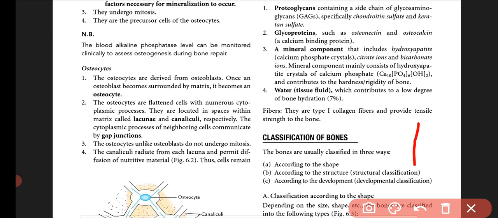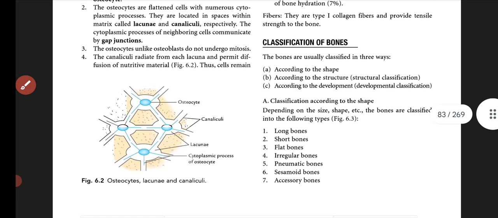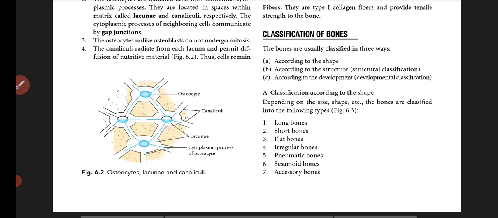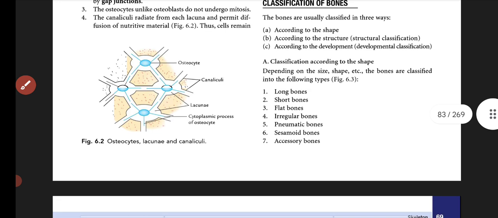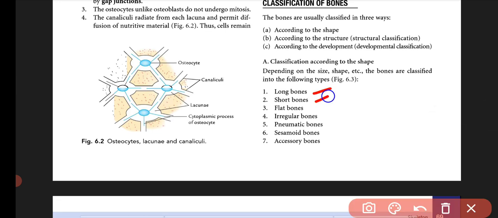Okay. Next is the classification of the bones. Bones are usually classified in three ways: according to the shape of the bones, according to the structure or structural classification of the bone, and according to the development or developmental classification. In classification according to the shape, depending upon the size, shape, etc., the bones are classified into the following types. First one is the long bones, short bones, flat bones, irregular bones, pneumatic bones, sesamoid bones, and accessory bones.